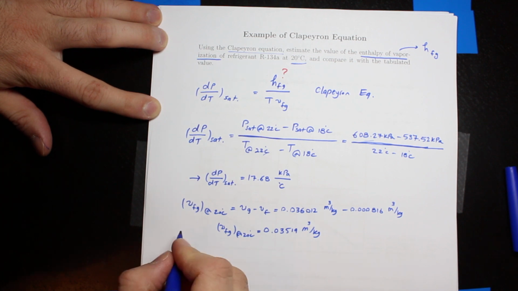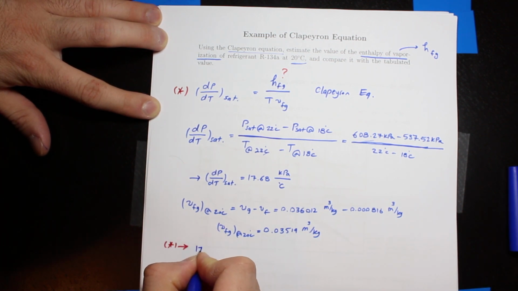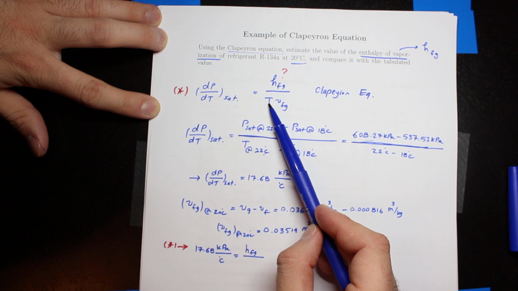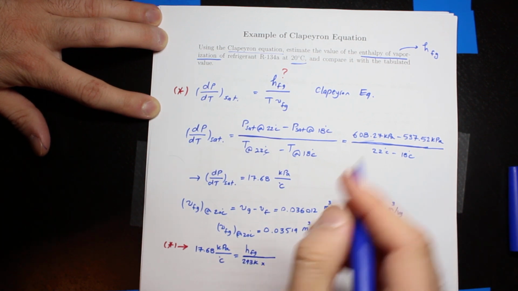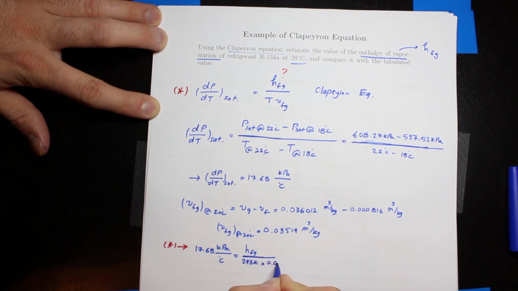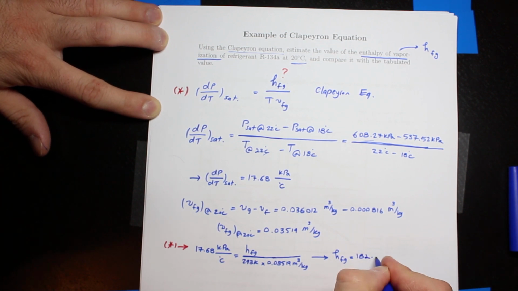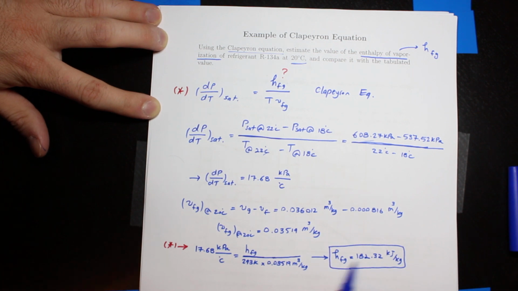On the left-hand side, just to make it clear, this red star gives us 17.68 kPa per degree C, equal to hfg that we are looking for over temperature, but once again this temperature needs to be in Kelvin, so 20 degrees C converted to Kelvin is 293 Kelvin, multiplied by vfg, being this value, 0.03519. If you do the math, you will end up with hfg equal to 182.32 kilojoules per kilogram. So this is the hfg that we obtained from the Clapeyron equation.